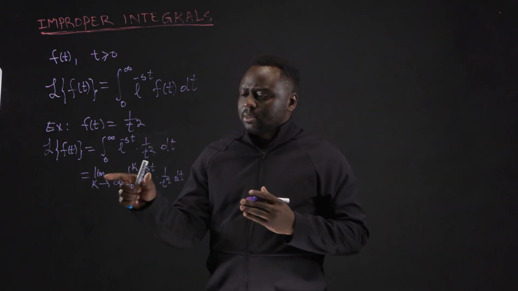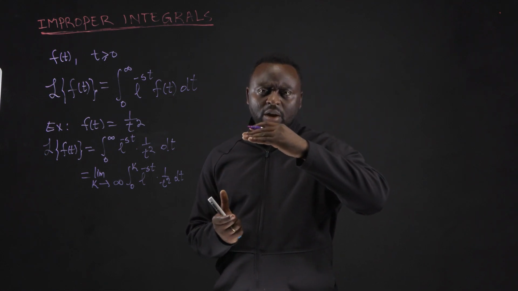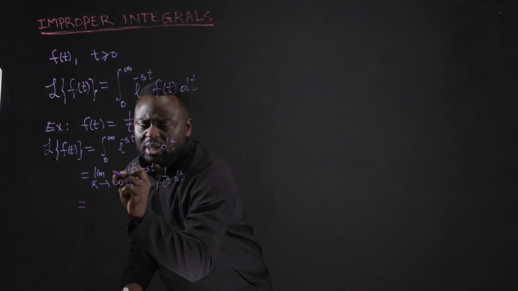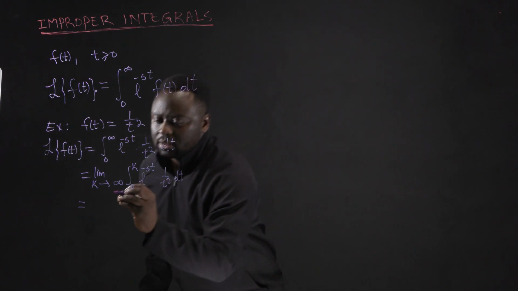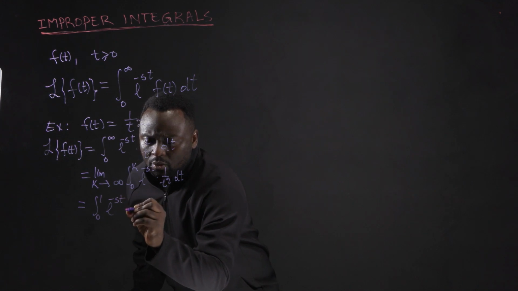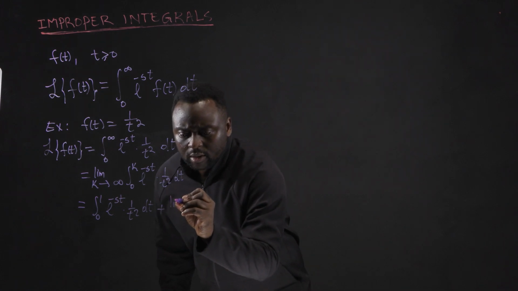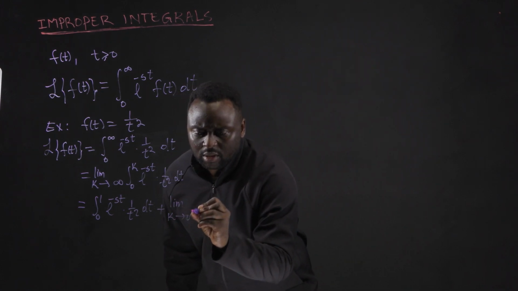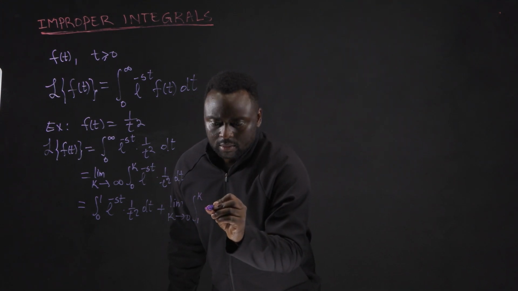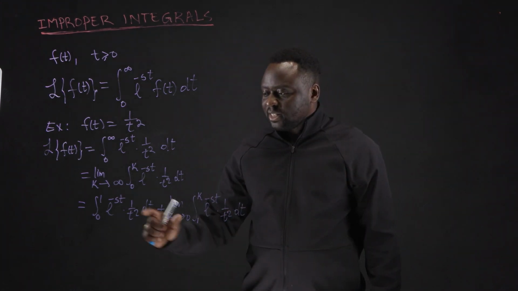Then we can split this into two integrals. When we have the integral from 0 to infinity, we can split it into an integral from 0 to 1 and from 1 to infinity, right? We don't need the limit for the first part if we are integrating from 0 to 1. So we take the integral from 0 to 1 of e to the power minus st 1 over t squared dt, plus the limit when k tends to infinity of the integral from 1 to k of e to the power minus st times 1 over t squared dt. This is what we obtain.